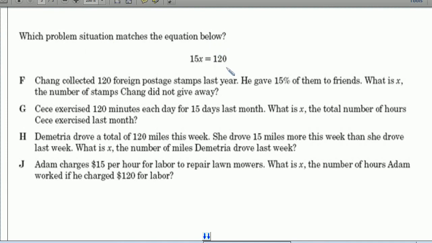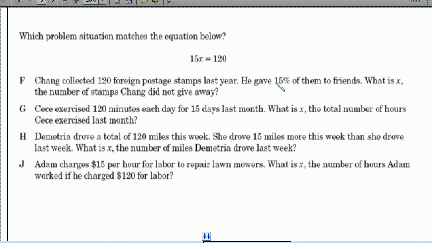Okay, which problem situation matches the equation below? 15x equals 120. And it says F. Chang collected 120 foreign postage stamps last year. He gave 15% of them to friends. What is X, the number of stamps Chang did not give away?